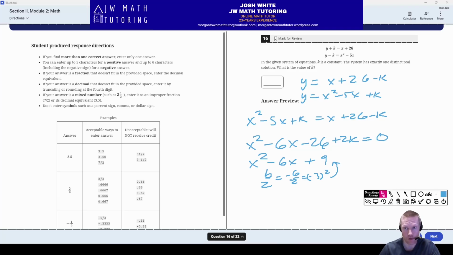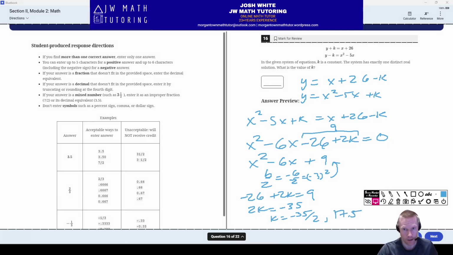So that means for this to have exactly one real solution, this whole thing right here is going to equal 9. All right, so in other words, negative 26 plus 2k equals 9. 2k equals negative 35. K equals negative 35 over 2. You could put that in as your answer, or you could also put in negative 17.5. All right, so I'll just go ahead and type that in now.